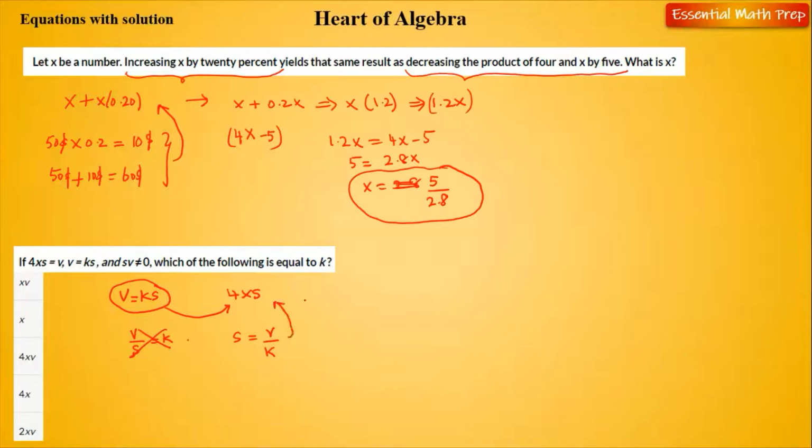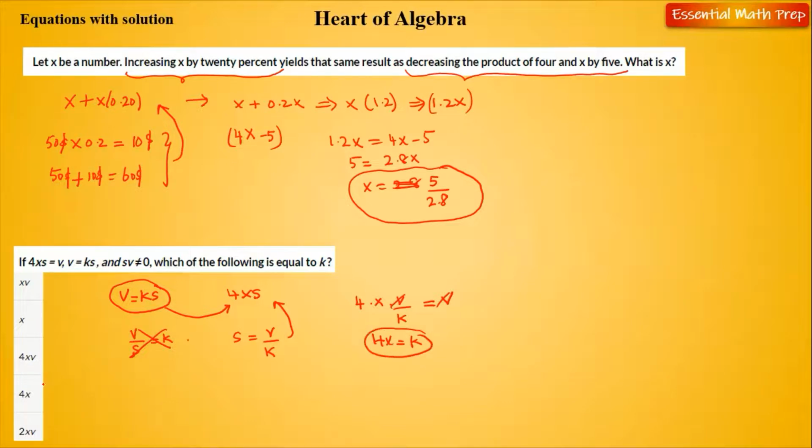Then I substitute this in this expression here. So it's 4 times x times v over k, right? Now that's equal to v, right? So v and v cancel out, right? So 4x equals k.